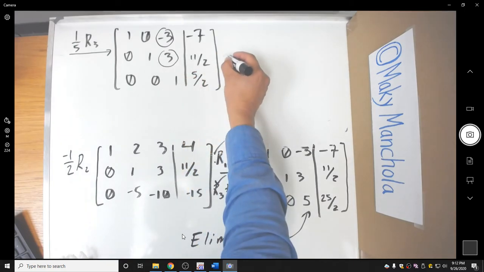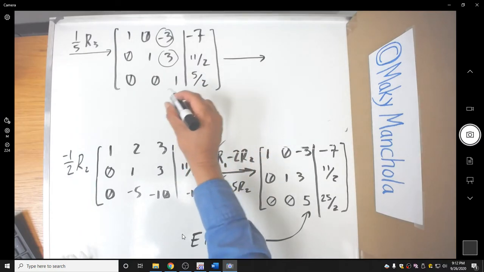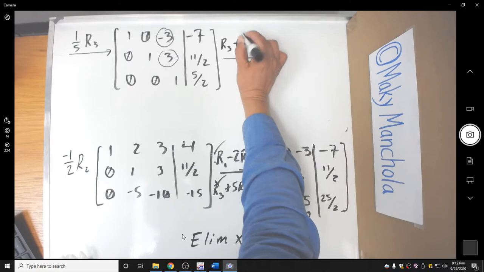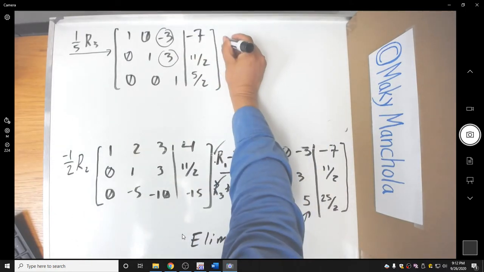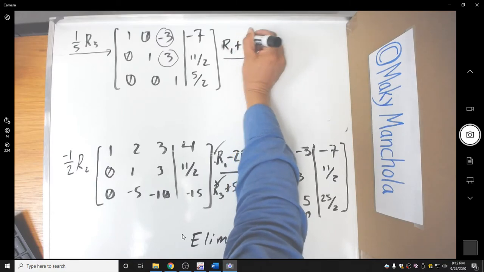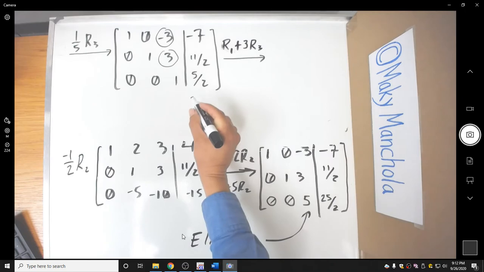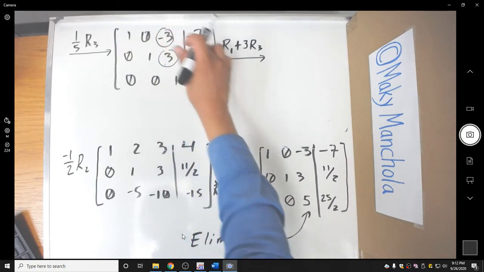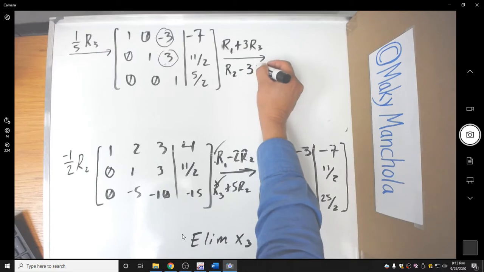So to get rid of the -3 in the first row, you just say row 1 plus 3 row 3. To get rid of this 3 in the second row, third column, you will have to say row 2 minus 3 row 3.